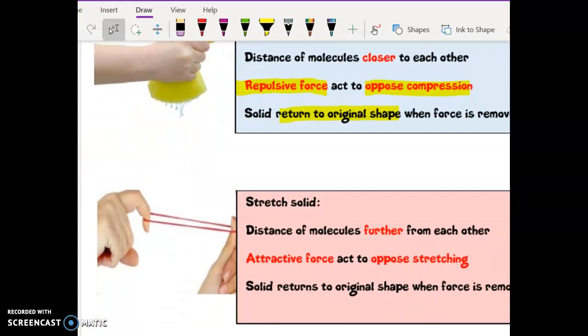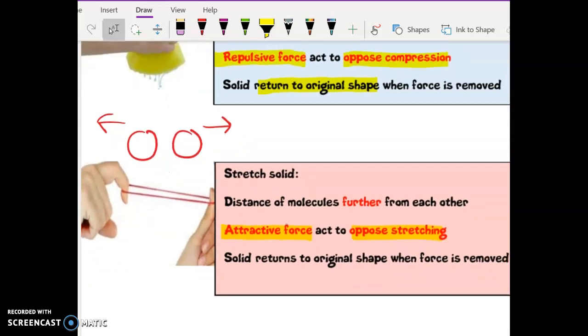On the other hand, when we stretch a solid, such as a rubber band, the atoms or molecules in the rubber band will move further away from each other. Here, the attractive force between the atoms will act to oppose stretching, so that the molecules can move back closer to their original positions. So it will return to its original shape when we release the force.